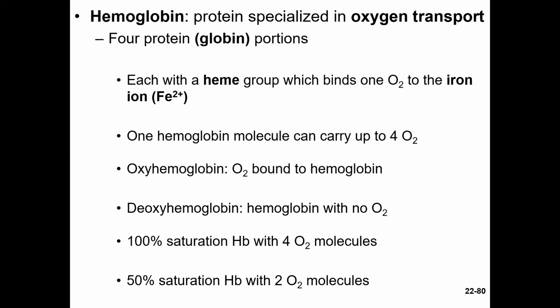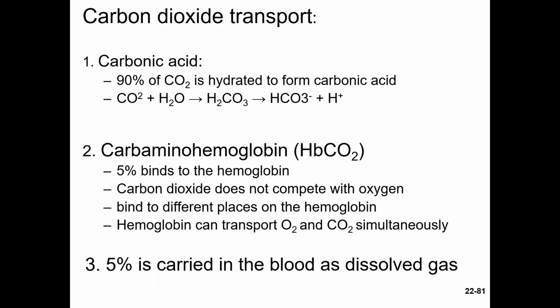Hemoglobin is a protein specialized in oxygen transport. It has four globin portions, each with a heme group, which binds one oxygen to the iron, the Fe2+. One hemoglobin molecule can carry up to 4 oxygen. Oxyhemoglobin is O2 bound to hemoglobin. Deoxyhemoglobin is hemoglobin with no oxygen. 100% saturation is hemoglobin with 4 O2 molecules, or 50% saturation is hemoglobin with 2 O2 molecules.